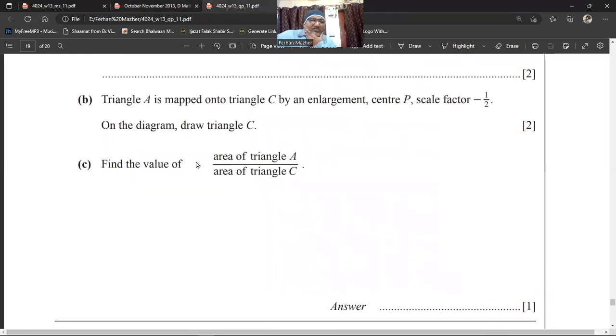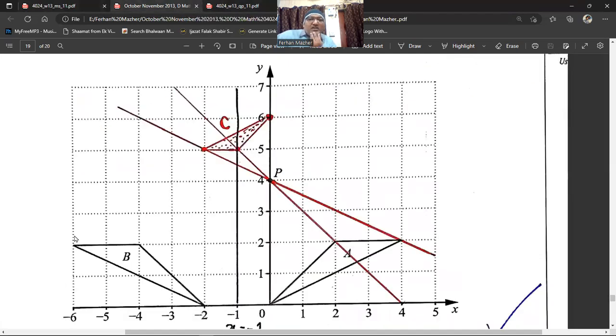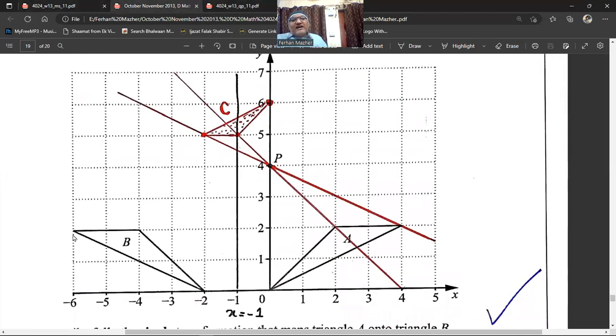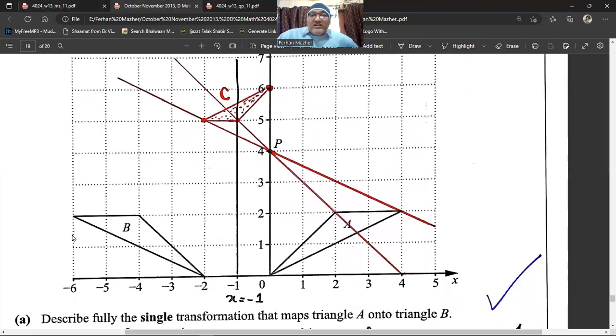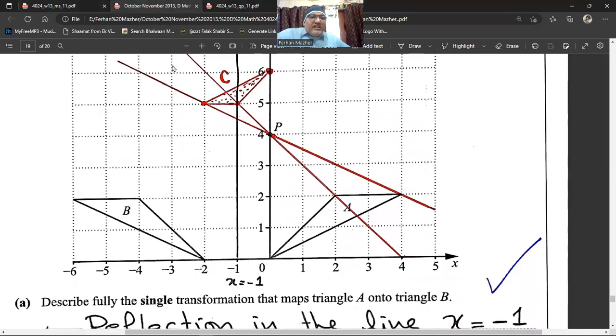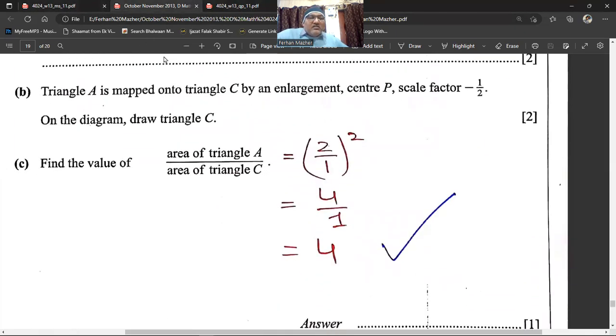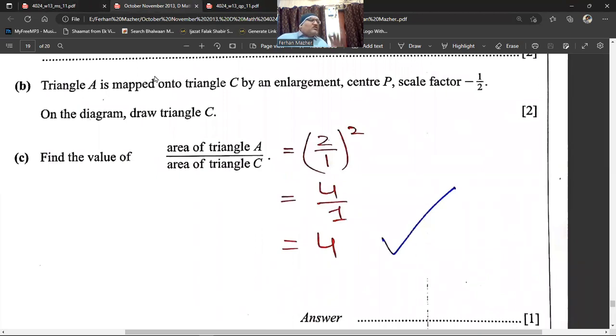Okay, then their question is find the value of the area of the triangle A and the area of the triangle C. You see both these triangles, they are similar to each other, and the ratio of their areas will be equals to the square of the ratio of their sides, because the two triangles are similar. So the triangle A side is 2.